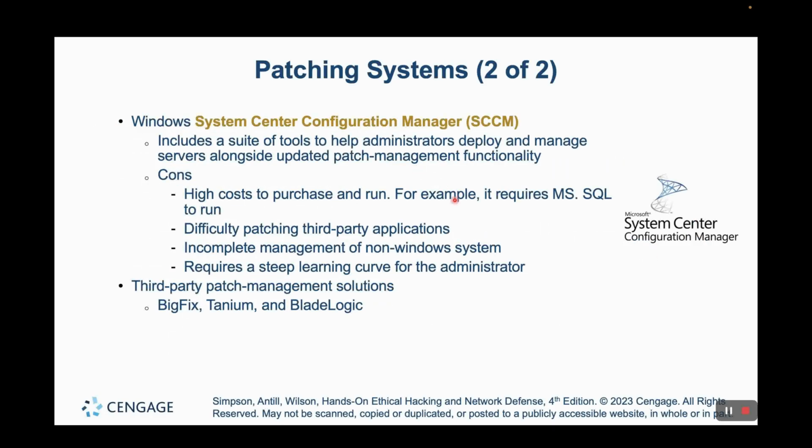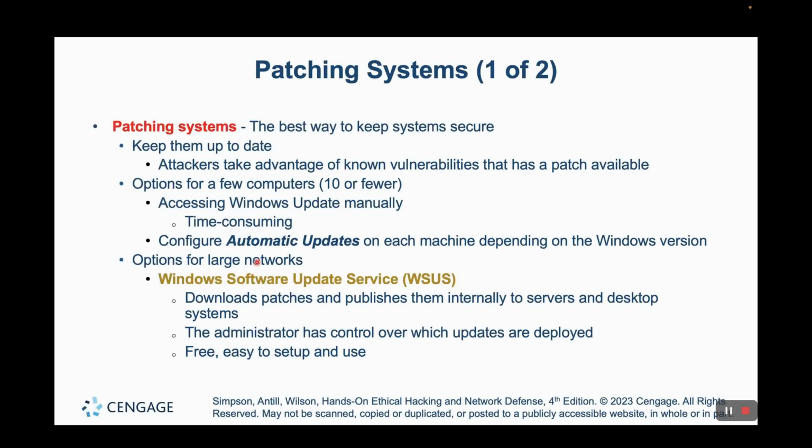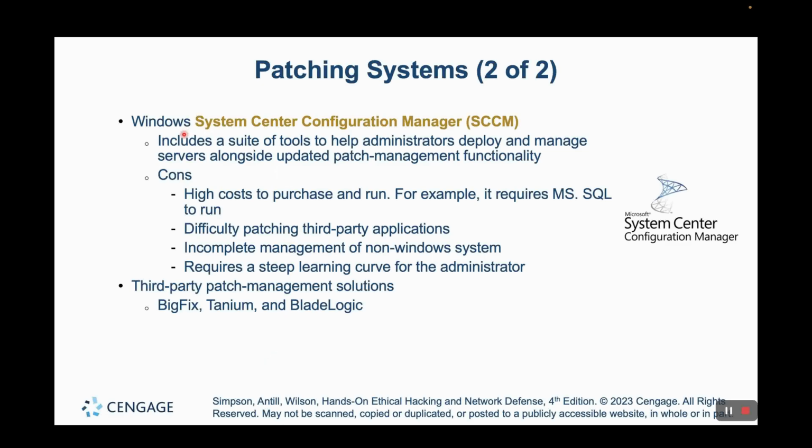Now, if you look at here, if you want a solution for large networks, one option is the Windows Software Update Service. You could download patches and publish them internally to servers and desktops. You have good control over the updates being deployed, and it's free, easy to set up and use. However, Microsoft has another solution for bigger size, like Windows. It's called System Center Configuration Manager (SCCM).